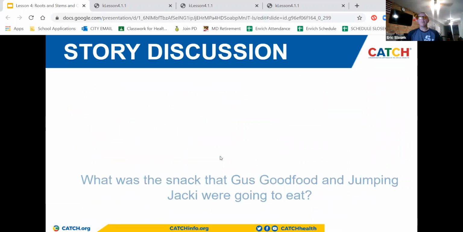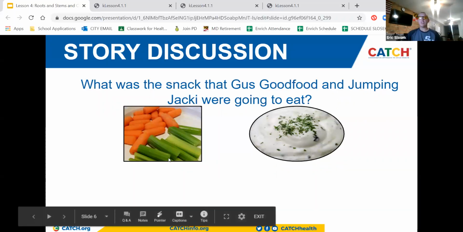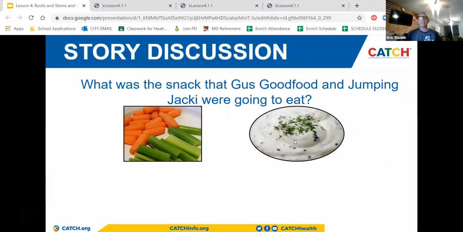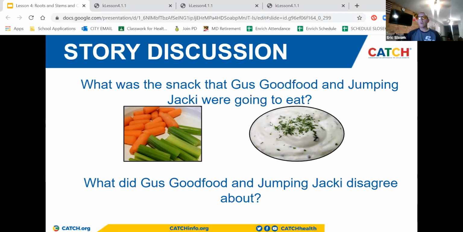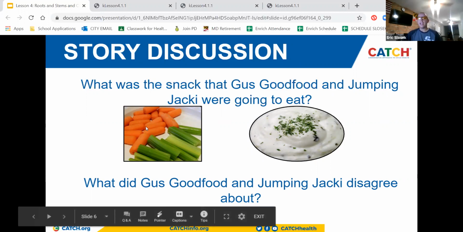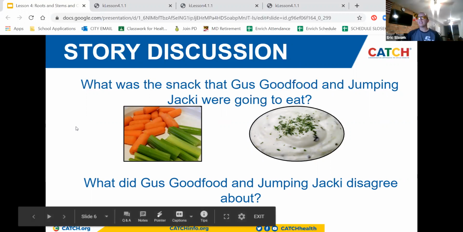So now, what was the snack that Gus Goodfood and Jumpin' Jackie were going to eat? Baby carrots and celery. All right. And a low-fat yogurt dip with some spices in it. What did Gus Goodfood and Jumpin' Jackie disagree about? You remember? You're right. They were disagreeing about whether a carrot is a root and whether celery is a stem. Let's see who's right.